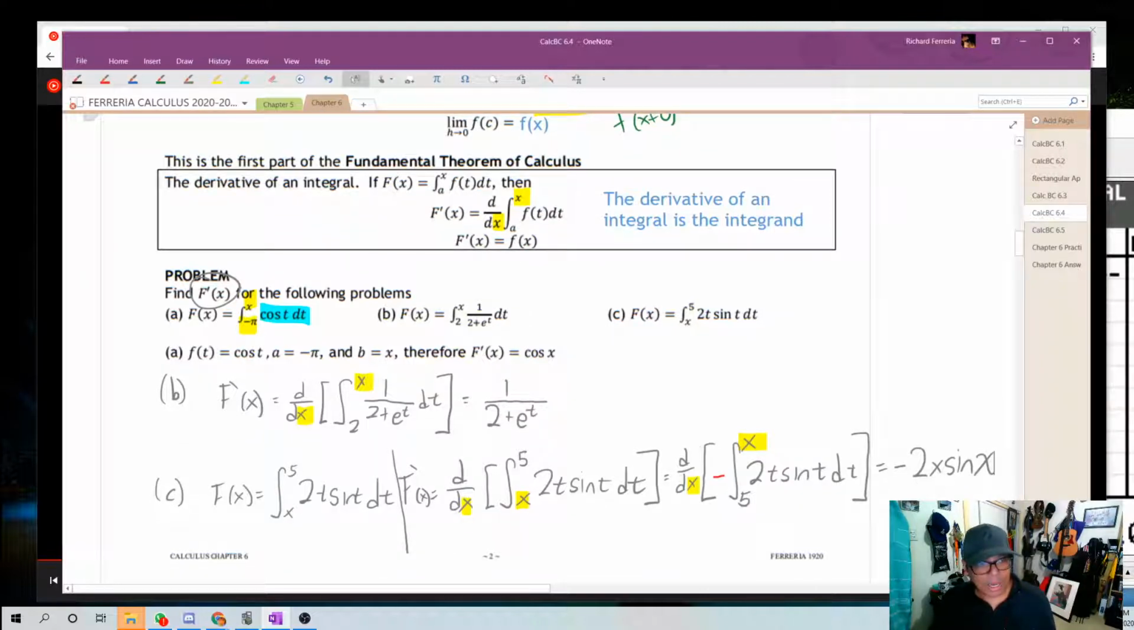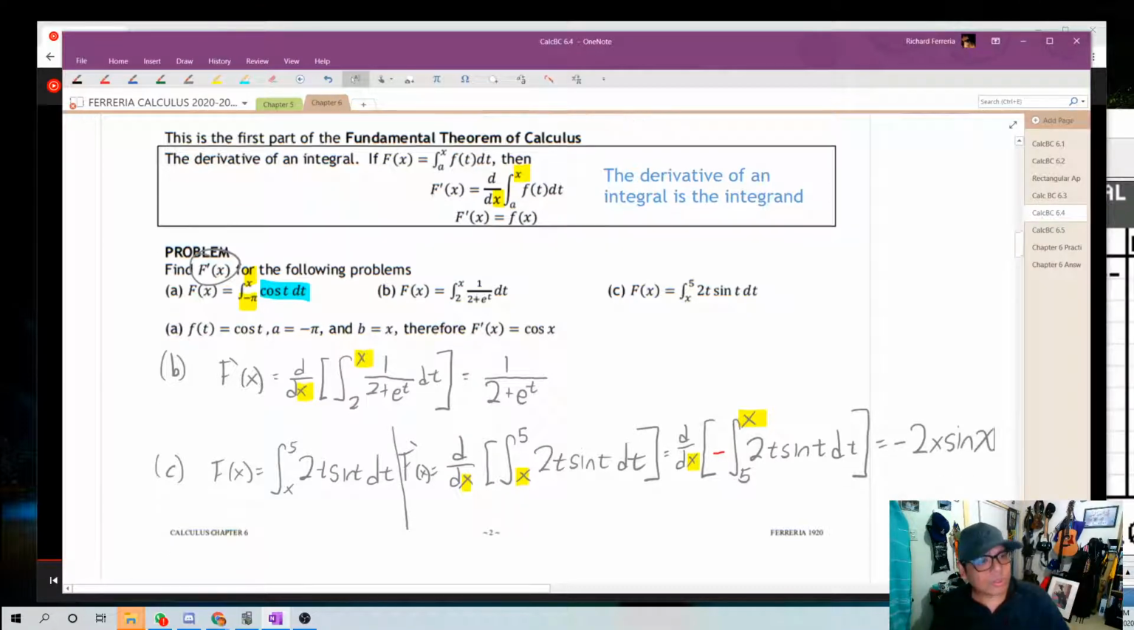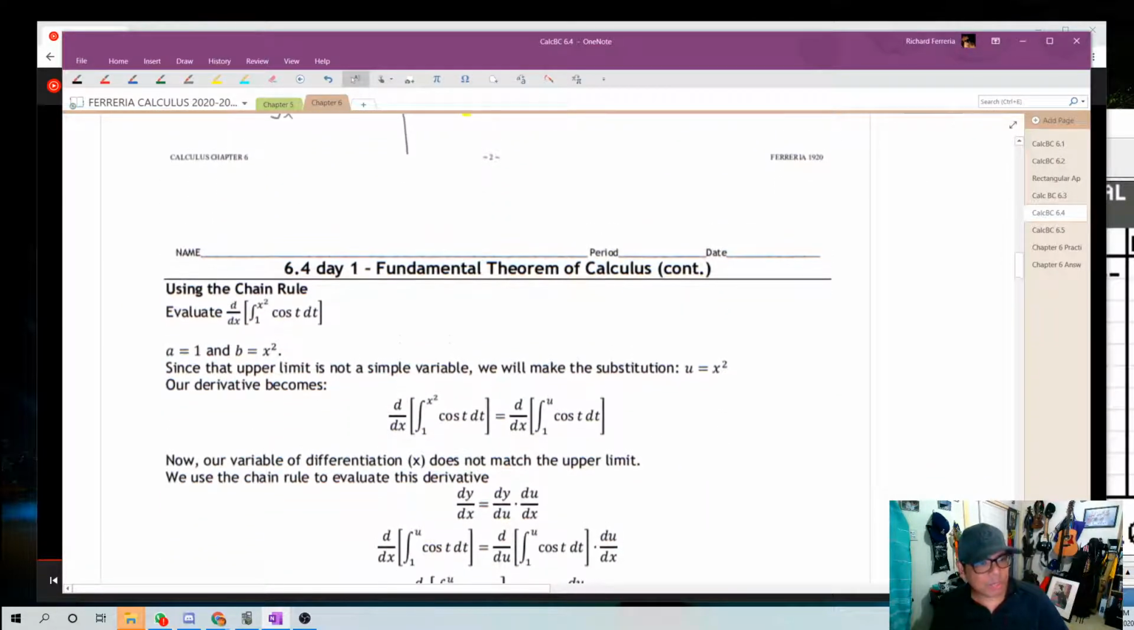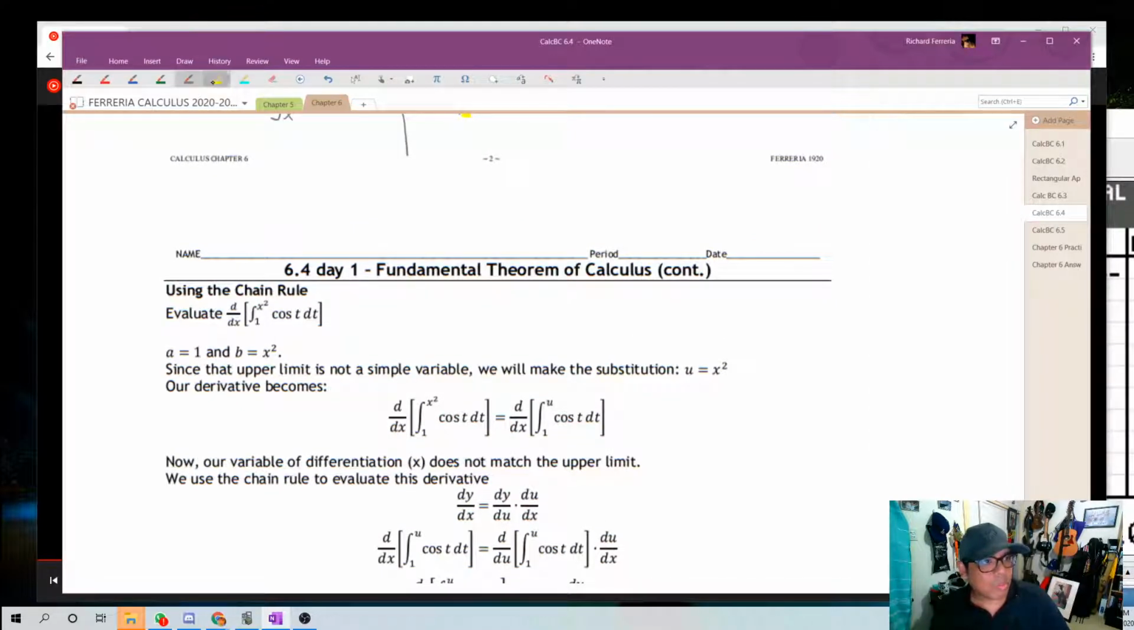Okay. There's really no problem in these problems for the most part. We'll definitely see more of this later, but now let's see what happens if we attempt to use the chain rule here. So when I look at this, like I looked at the previous one, I see the variable of differentiation is x, and the upper limit is x squared. Well, it's not a simple variable. So what we're going to do is make a substitution. We're going to say u is x squared. So instead of an x squared, we change that to a u.